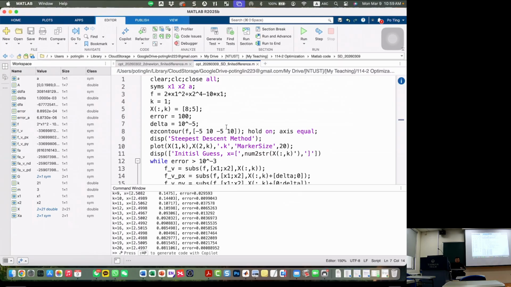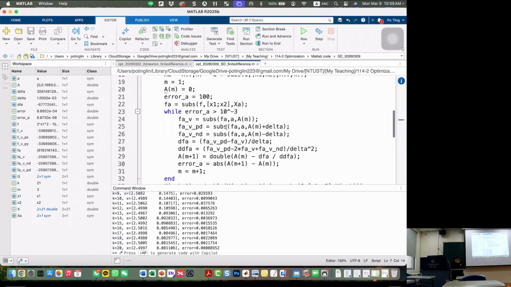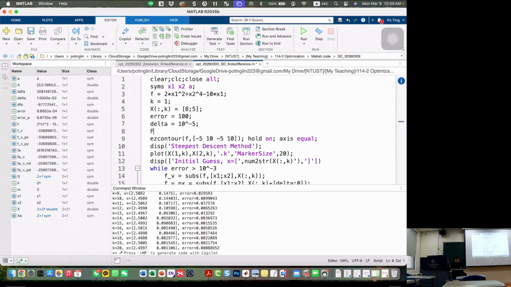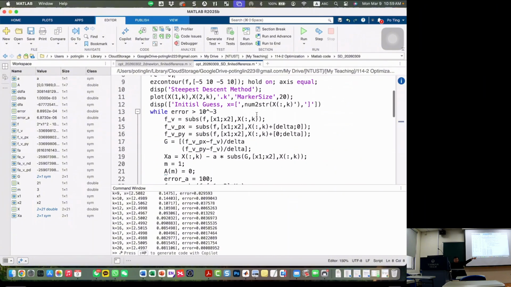Okay, and then what else? Okay, now we need to count the function call. So initially you can say fc equals 0. That represents the function call. So whenever I evaluate the function, function call equals function call plus 1. This is the most precise way to compute function calls.